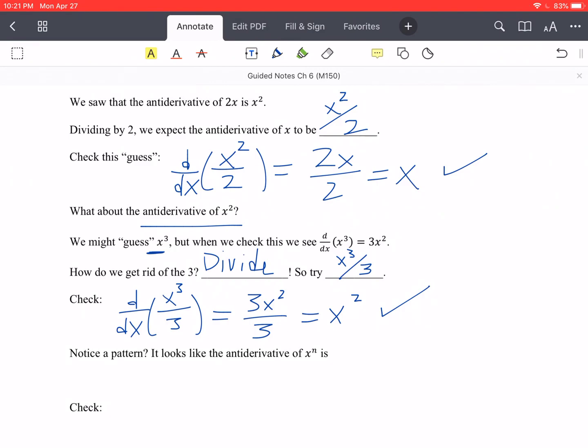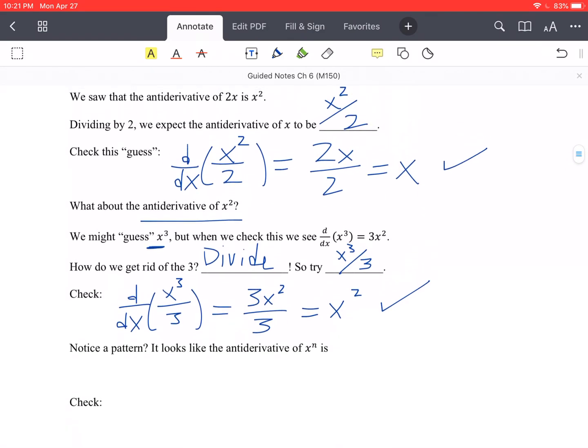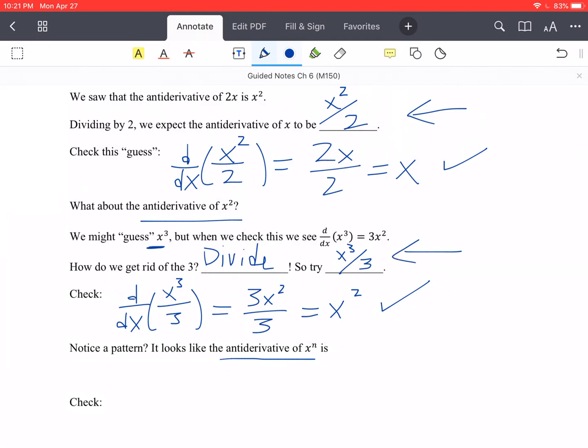When we're undoing the power rule like this, it turns out that this pattern will always hold, provided that we don't have any bad values in there. So it looks like the antiderivative of x to the n, based on what we're seeing, is you add 1 to the power and then divide by whatever that new number is. So if I have x to the n, I would add 1 and then divide by that number. So x to the n plus 1 over n plus 1.